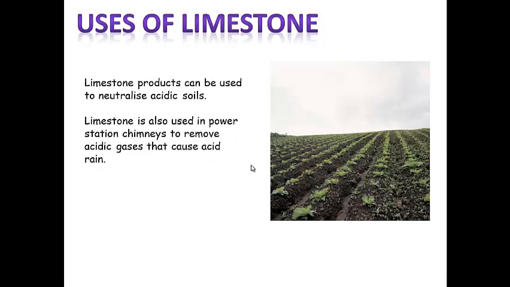Other uses of limestone include that the products of limestone can be used to neutralise acidic soils, which helps the crops grow better. And limestone is used in power station chimneys to remove acidic gases that can cause acid rain. So let's have a look at quarrying.